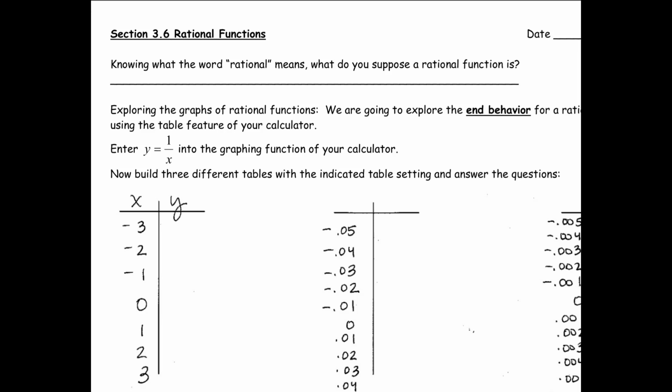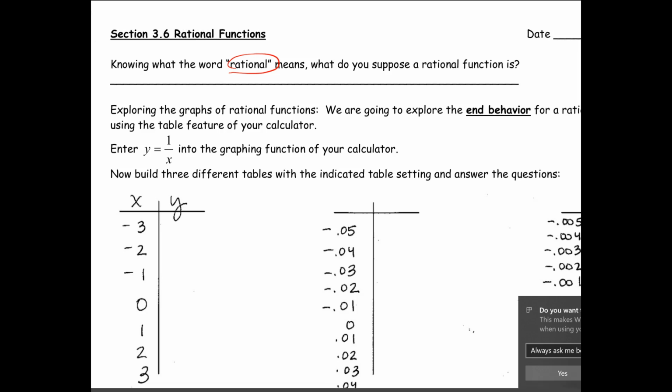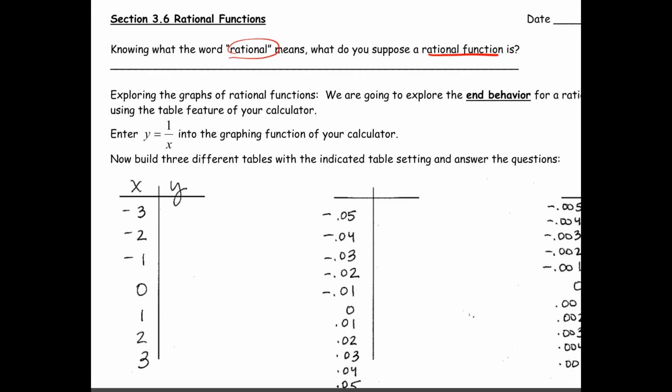Okay, here we go. Can anybody tell me what the word rational, or really what a rational number was? Jeremiah? Excellent. A number that can be placed in the form of a fraction. So what do you suppose a rational function is? Well, it's just a function with two functions within a fraction.